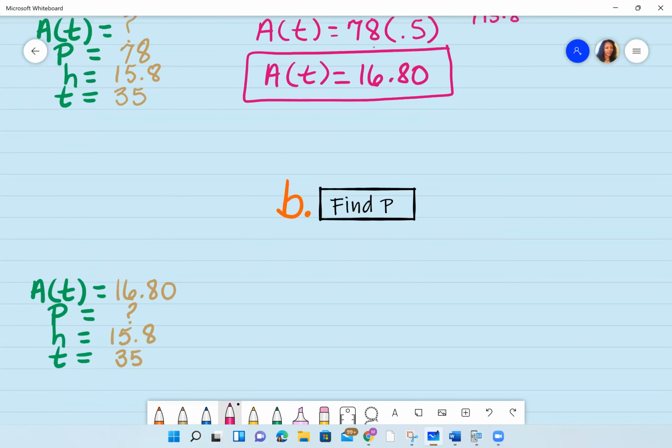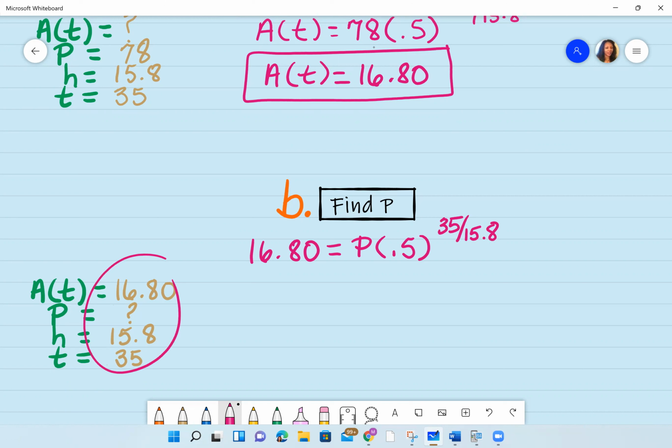and I'm asked to find P. So the formula tells me to take A of T and place it to the left of the equal sign. So that's what I'm going to do. 16.80 is equal to P times 0.5 raised to the T over H. And again, I'm getting my data from over here.